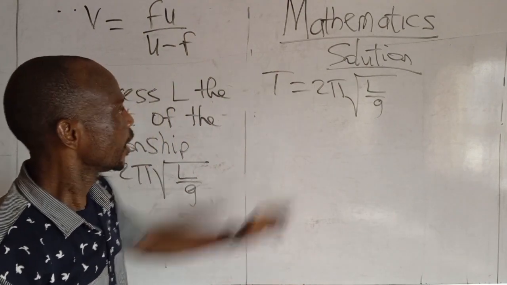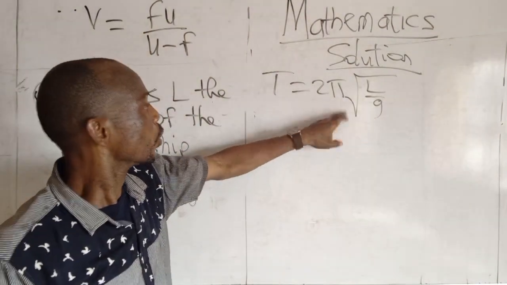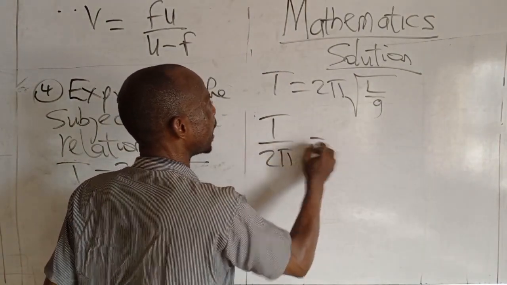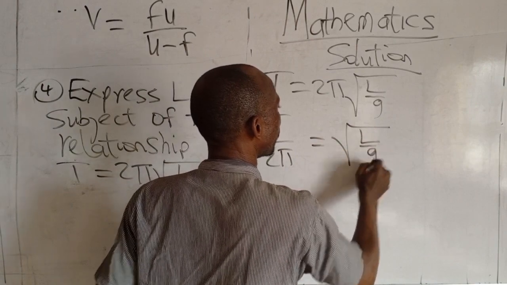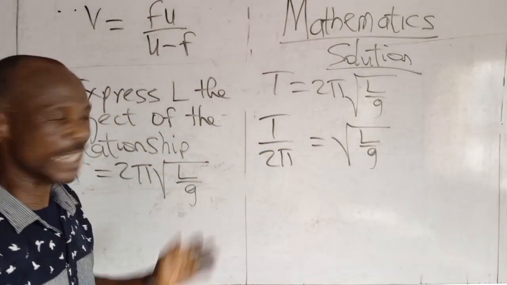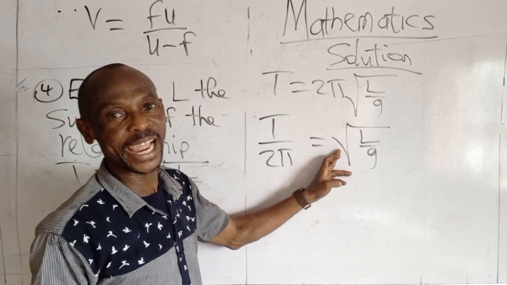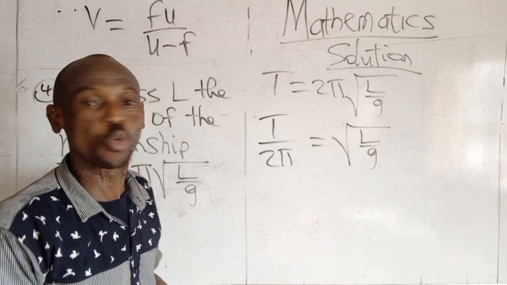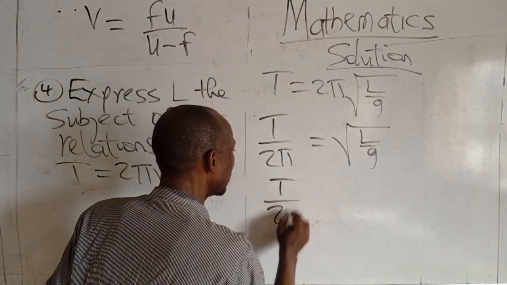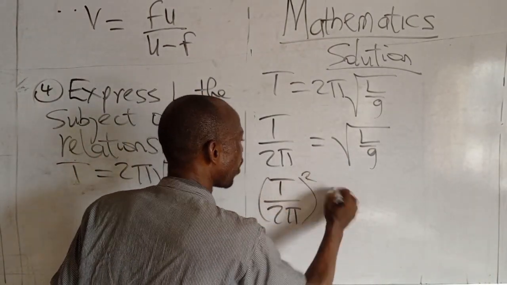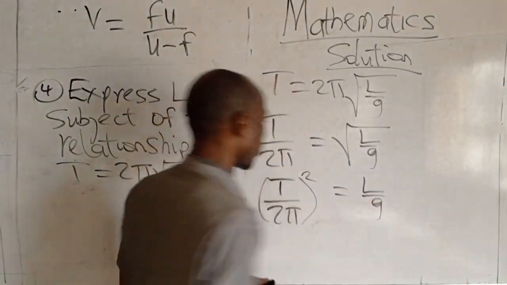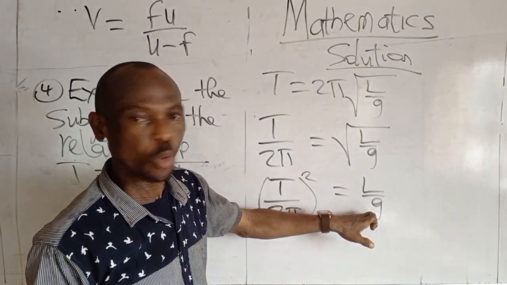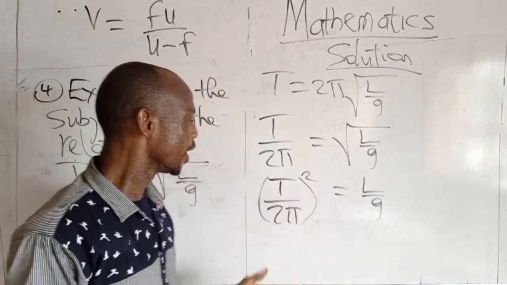Now what do we do first? To remove 2 pi from this place, we divide both sides. So we now have T all over 2 pi is equal to square root L all over G. Now the next thing we should do is to remove the square root sign. To remove the square root, we make the other side become what? Square. So we now have T all over 2 pi raised to the power of 2 is equal to what? L all over G. Now, to remove our G from this place, what do we do? We multiply both sides by G. So it becomes what?